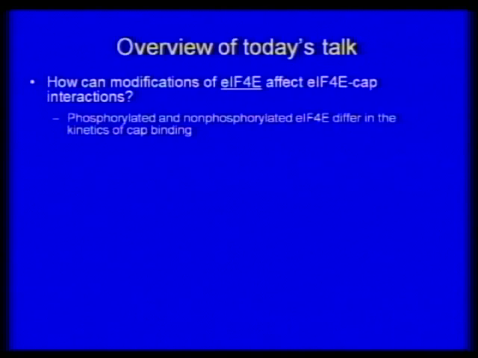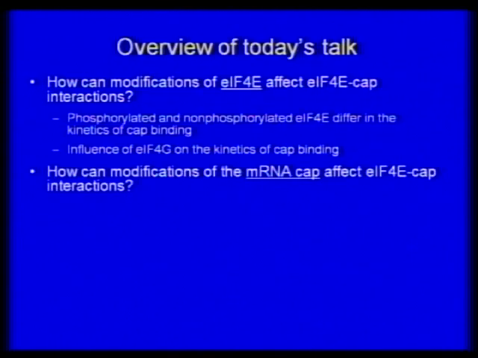I would like to first talk about how changes in 4E can affect this critical interaction between the cap and the protein. So looking at the effect of phosphorylation of 4E, and then what happens when 4G binds to 4E? How does that change cap interactions?